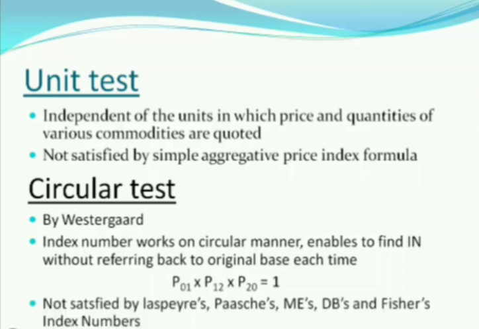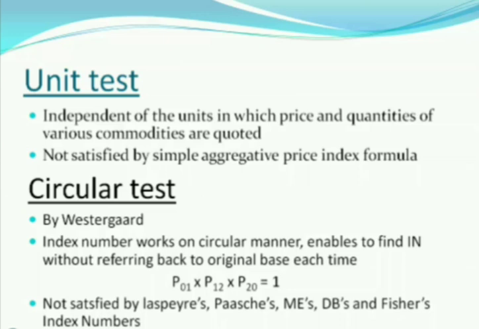So this test is not satisfied by Laspeyres, Paasche, Marshall-Edgeworth, Dorbish-Bowley and Fisher's index number. Okay, so this test is satisfied only by the index number formula based on the simple geometric mean of the price relatives and Kelly's fixed weights or base method. So there are no problems given for you in these two, unit test and circular test.